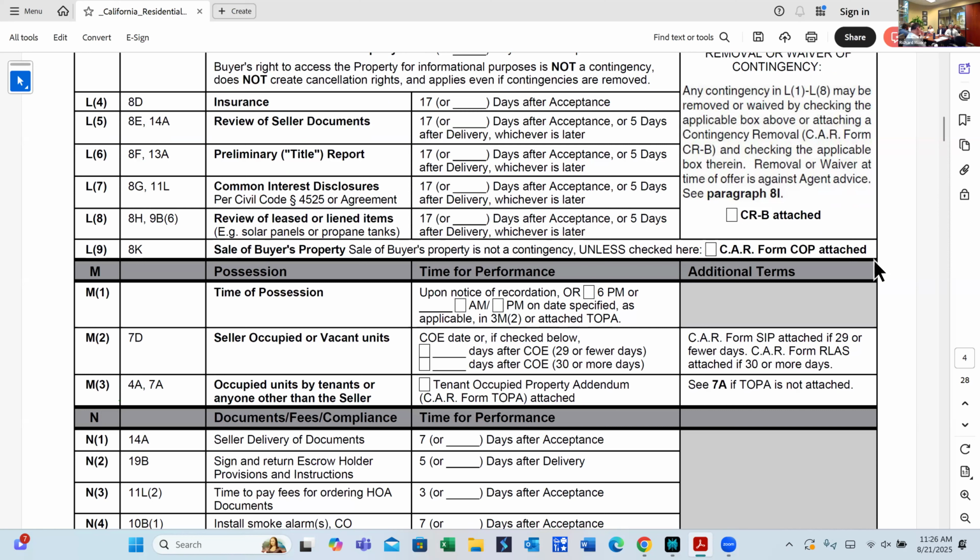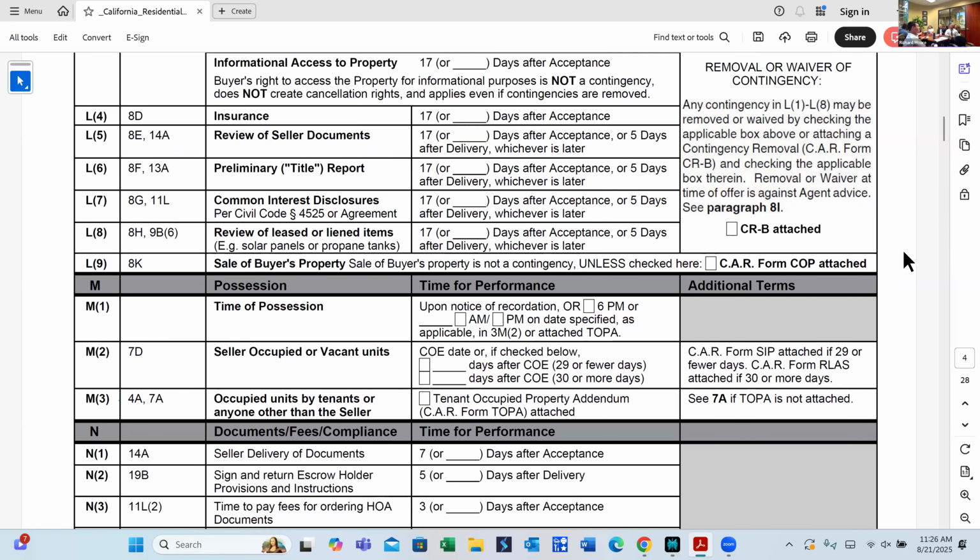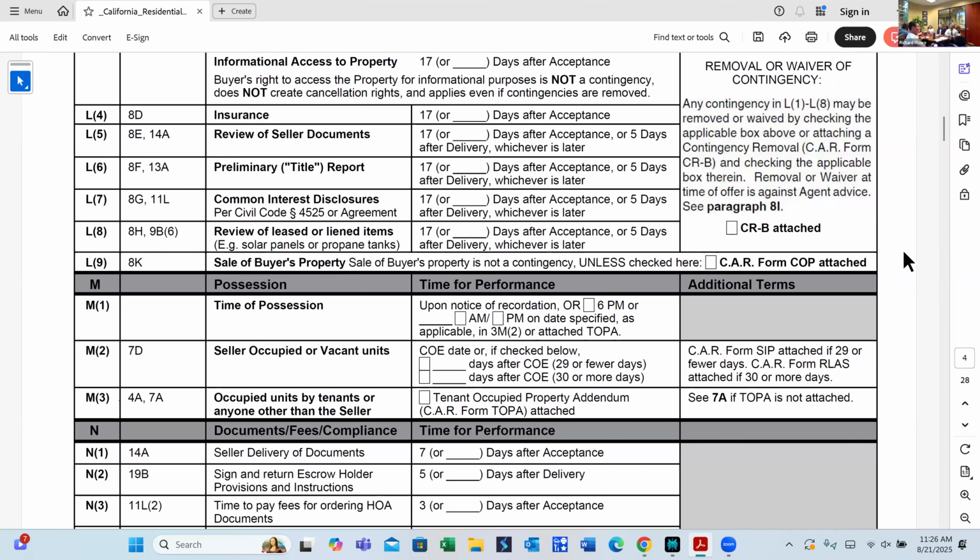Common interest disclosures, everybody's getting tired here. I see people yawning, so I'm going to try to get through this faster.